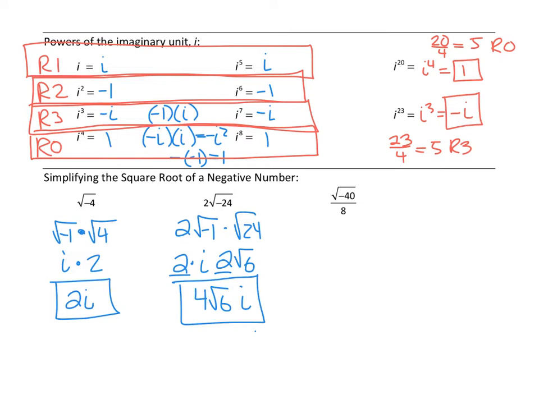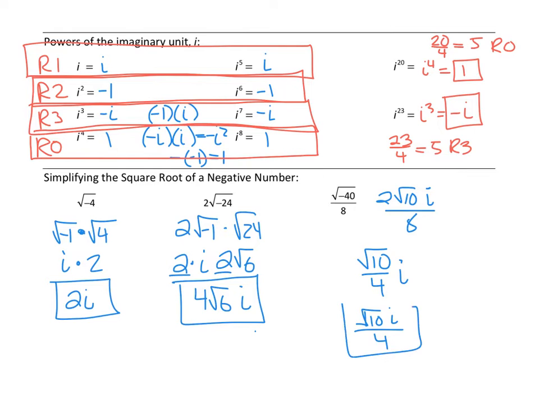And the next one, same idea. Basically, the square root of the negative comes out as an i. The square root of 40 is 2 root 10. We put the i at the end, and that's over 8. The 2 and the 8 simplify, giving us root 10 over 4 i. And you could write the i on the top or out front. Either of these would be fine.